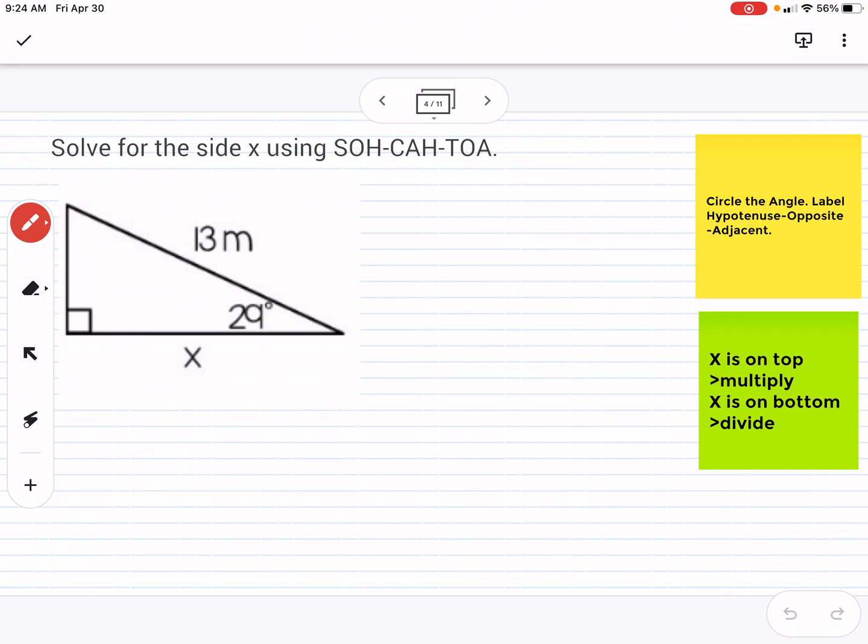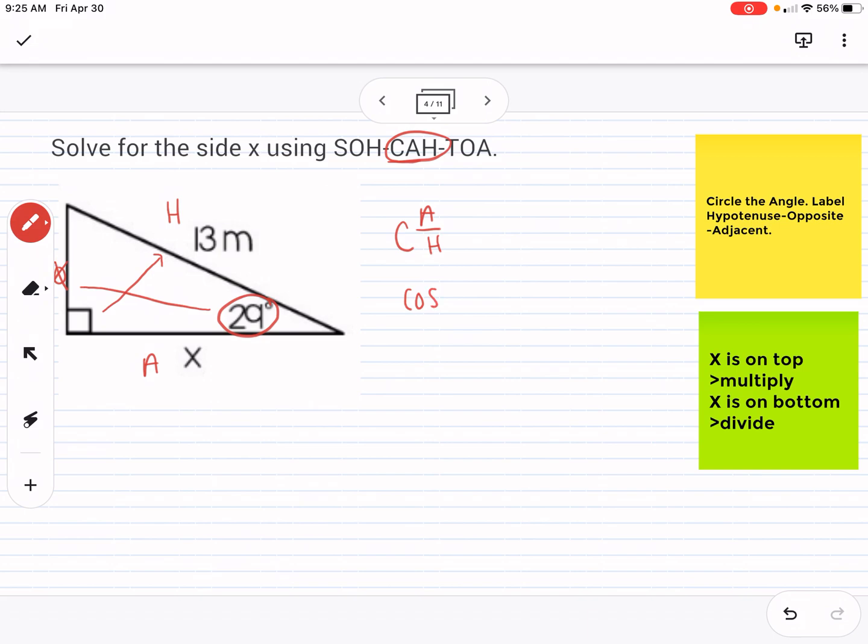This next picture, we're going to solve for side X using SOH CAH TOA. So I start with my hypotenuse. Then this is my angle, so this would be our opposite side. X would be adjacent. Here, the opposite side is blank, so I'm going to scratch it out. So we're left with A and H, which are in CAH.